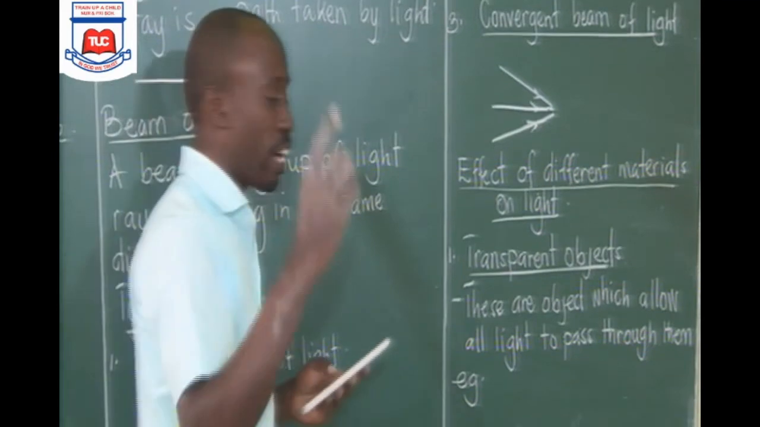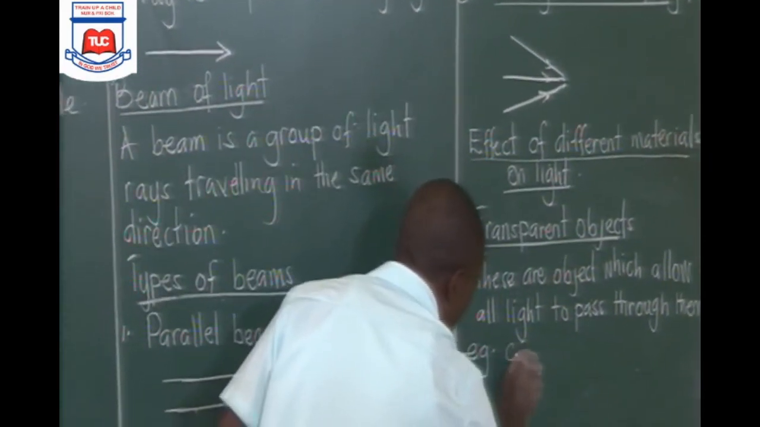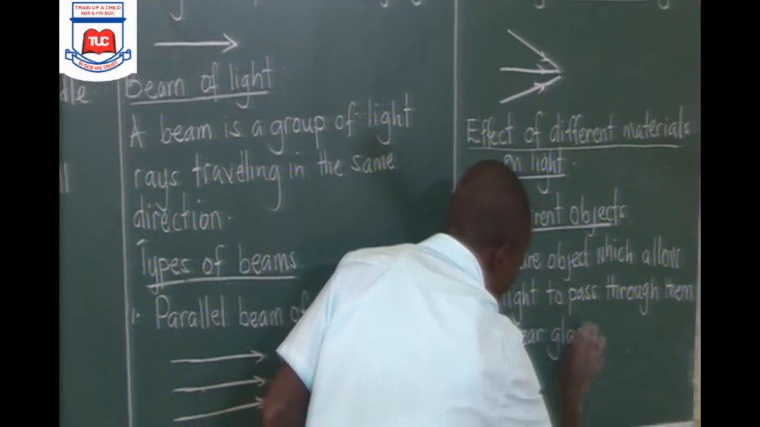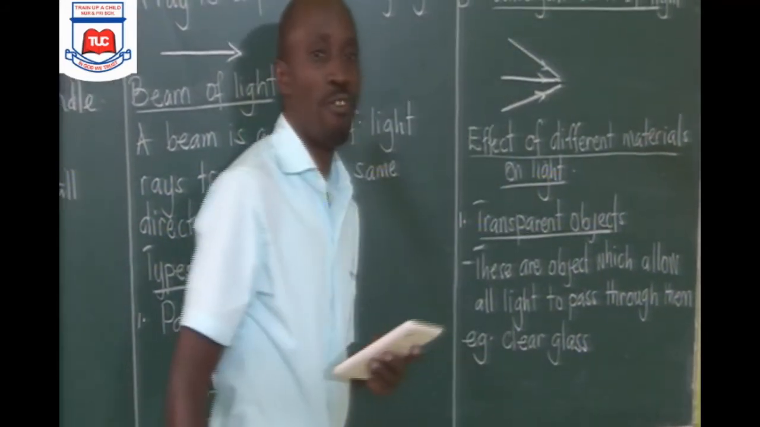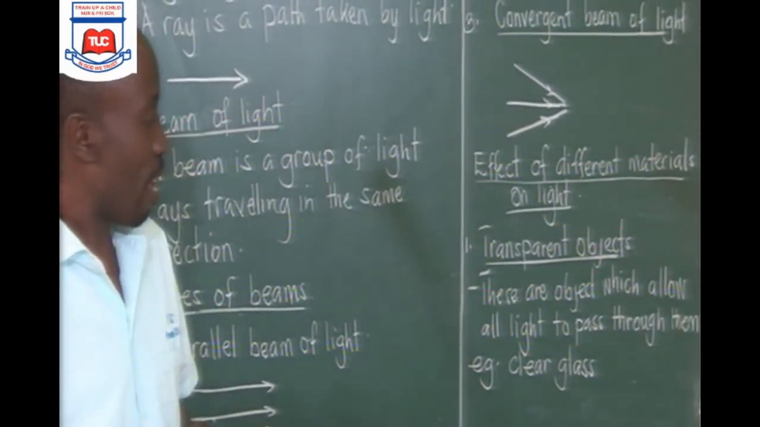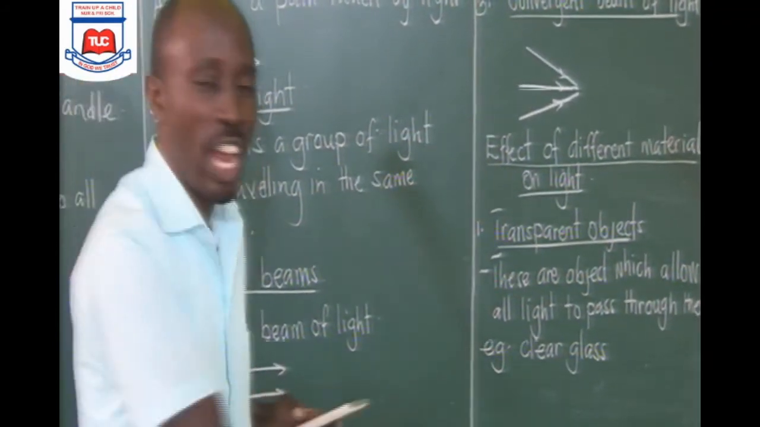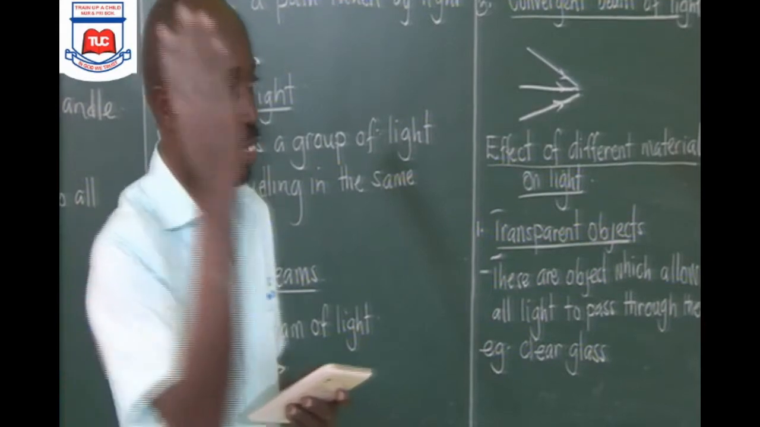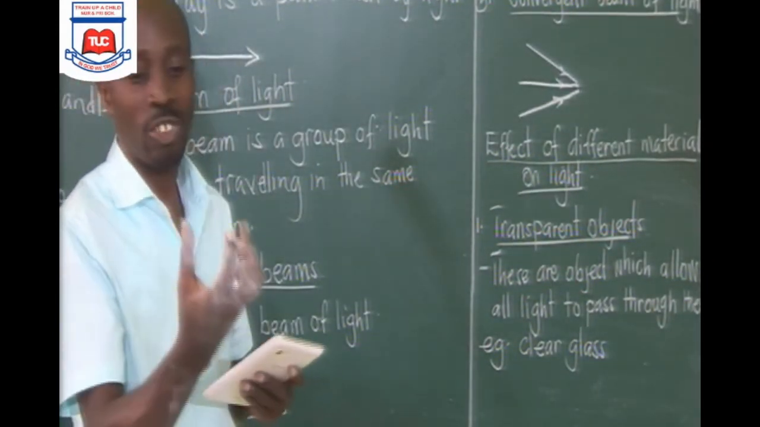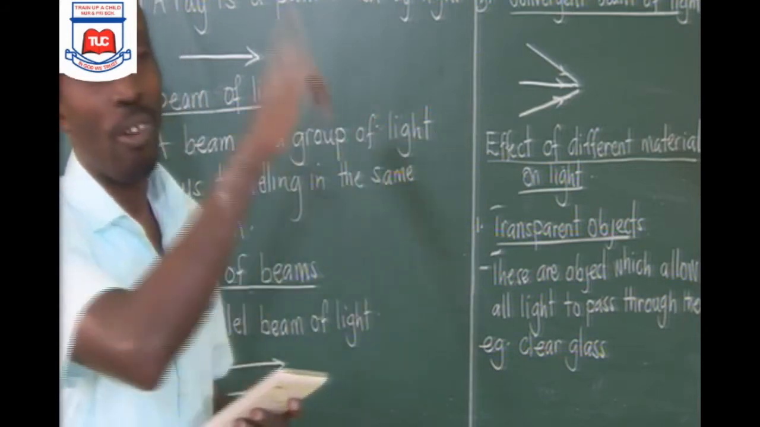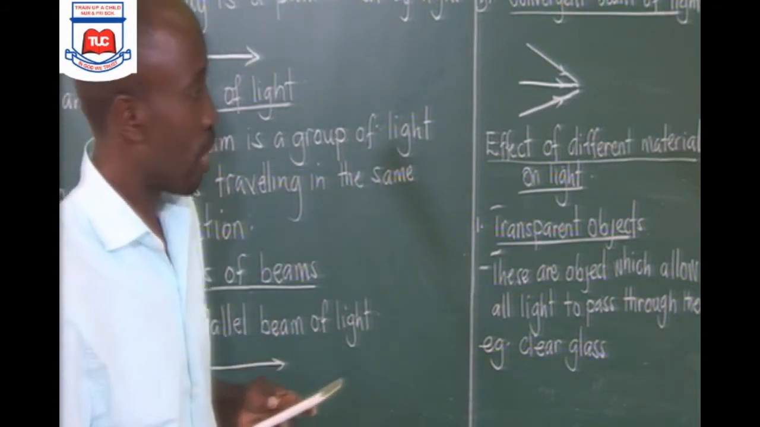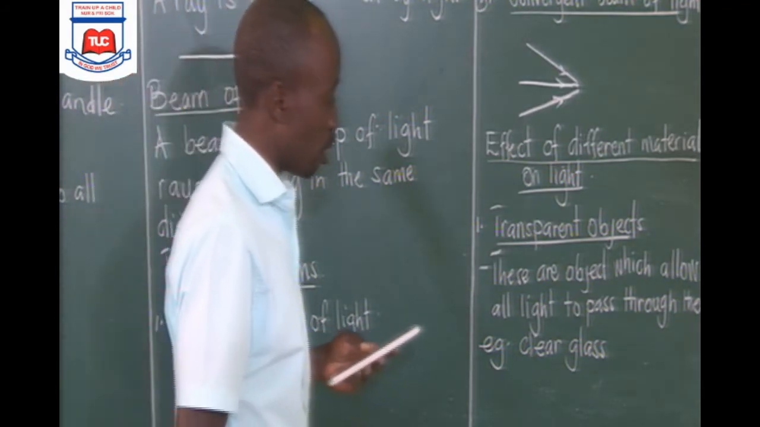We have clear glass. Okay? Think of another transparent material that you know. Clear glass allows whole light to pass through it. You can see through a glass, okay? Not only a glass of water, but also the glass we find in windows, in some cars, they are transparent.